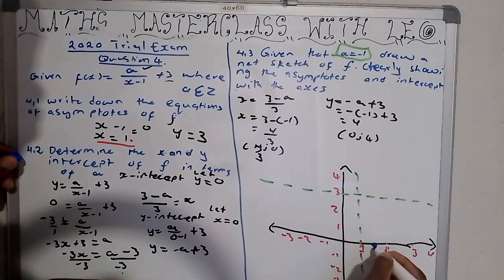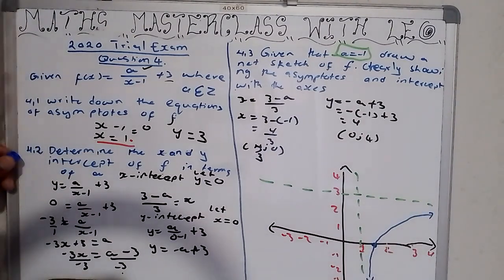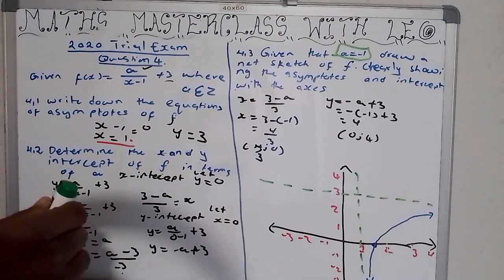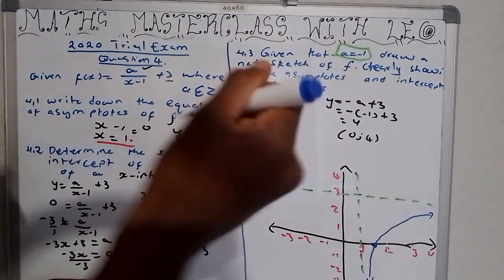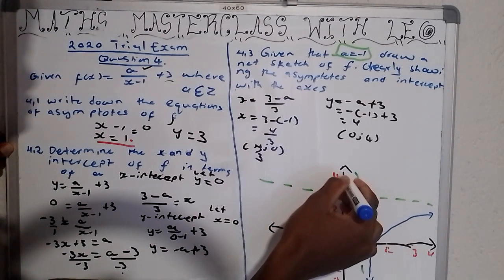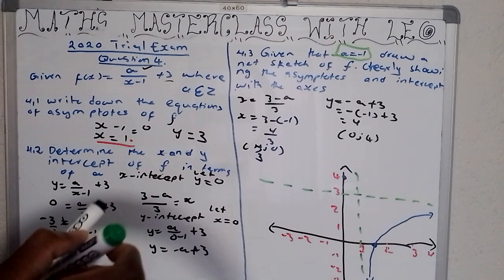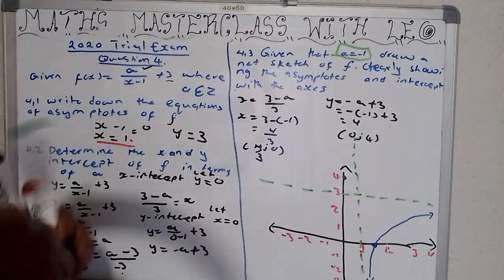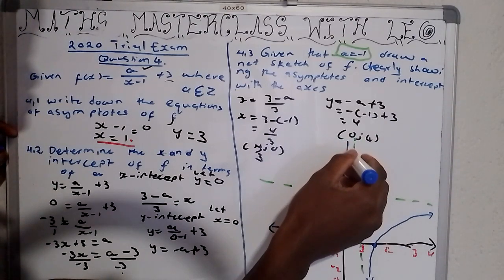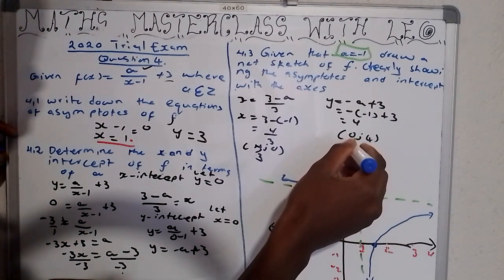Right? Means my graph will be moving something of this nature. Like that. And then, I have my y-intercept at 0, 4. Somewhere there. Just say this is still going up. And then I'm going to have a graph that moves like this. I'm going to have a graph that moves like that.